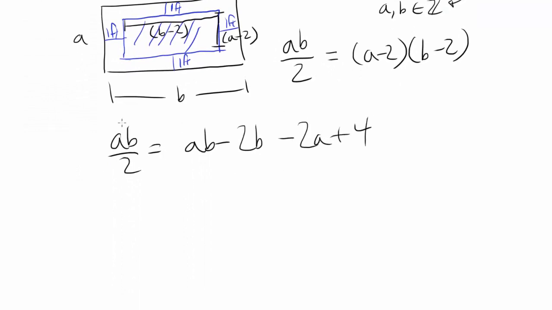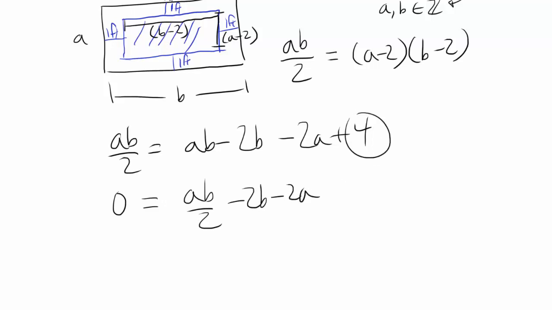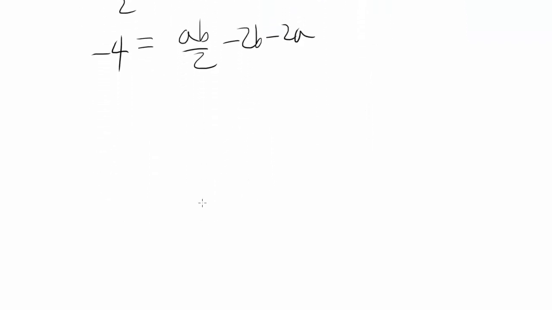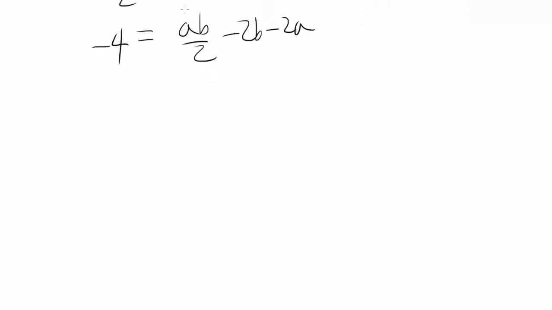And let's continue. Let's move AB over 2 over to the other side. That gets us 0 on this side. And we have AB over 2 minus 2B minus 2A, and for the sake of it, let's move 4 over to the other side. So all the variables are on one side, the constants on the other side. And let's multiply by 2. The reason I'm multiplying by 2 is to simplify AB over 2 so we don't have any fractions. So negative 8 is equal to AB minus 4B minus 4A.